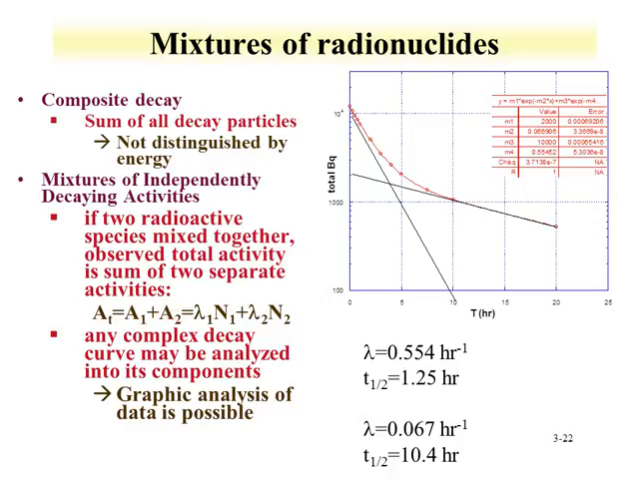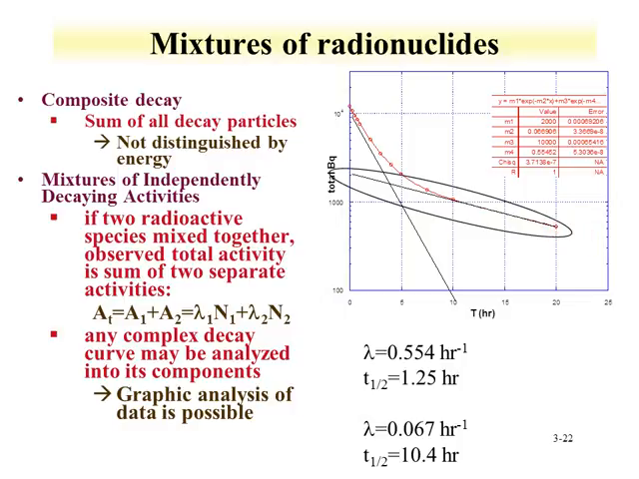Expanding this from equations we've already discussed, the activity is equal to lambda N. So the activity of 1 is equal to the decay constant of 1 times the number of isotopes of 1, plus the decay constant of isotope 2 times the number of those isotopes. We get a curve that looks like what we've shown here, and we see that there are two components to the curve. For instance, in this example, there's a short-lived component which decays rapidly, and a longer-lived component which takes a little bit more time to decay.